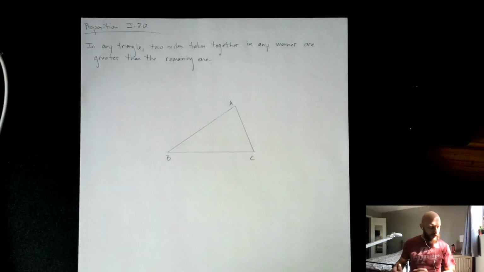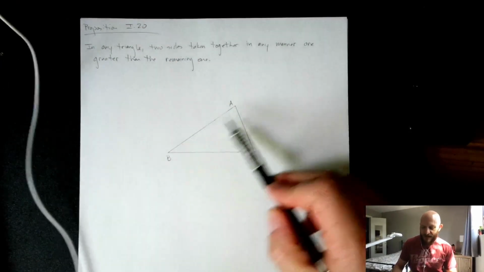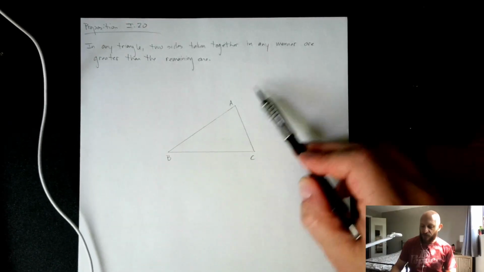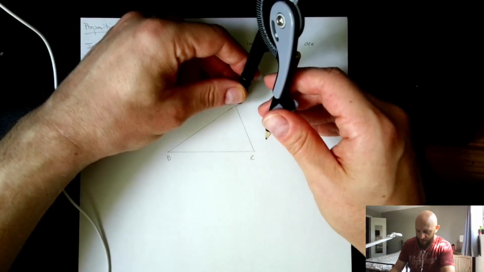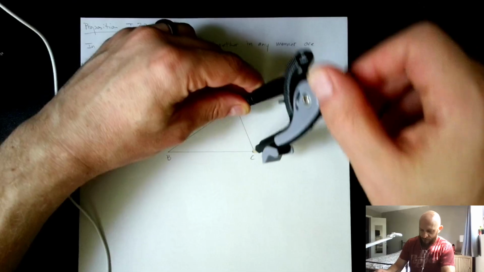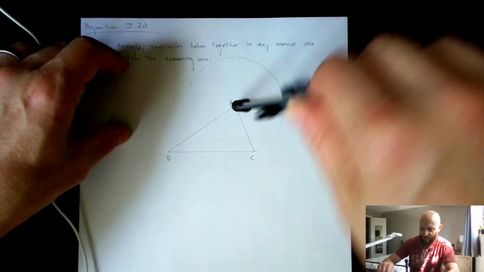Well, we're going to start off, and we're going to extend BA to a point D such that AD is equal in length to AC. So let me start there. Let's see, do I want to make the full circle? What the heck, why not? Let's see how it looks, see how it comes out.